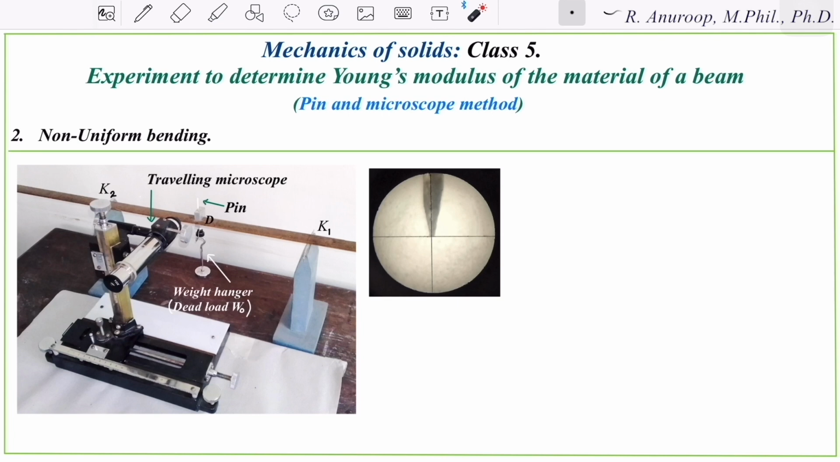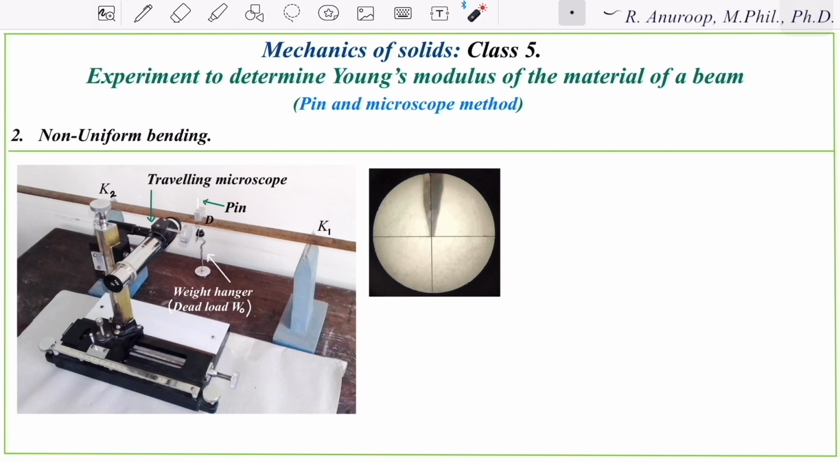There is a traveling microscope which is focused onto the tip of the pin such that the horizontal crosswire coincides with the tip of the pin. The horizontal crosswire and the tip of the pin are shown in this figure. This is the horizontal crosswire, and it should coincide with the tip. This is the tip of the pin.